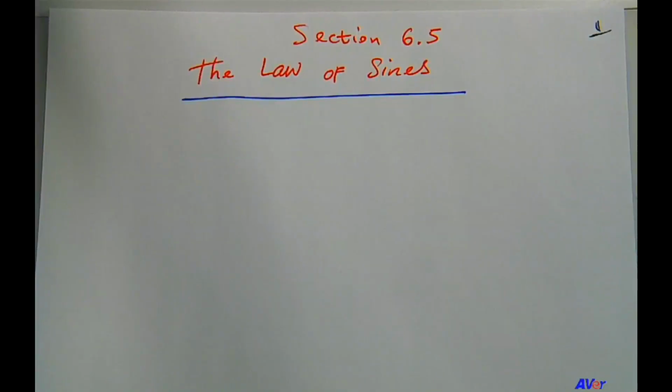Today we're going to discuss section 6.5, which is the subject of the law of sines. Okay, so first of all, just an overview.